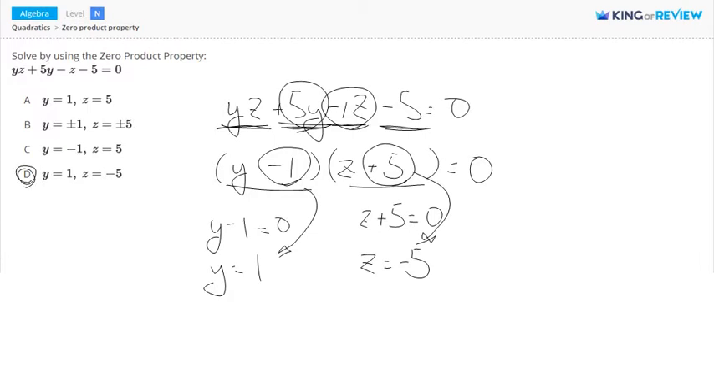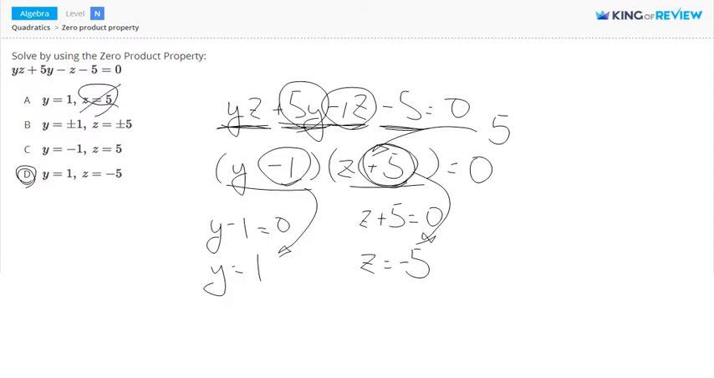Well, let's look at our other options. Option A says z equals 5. Well, this is a careless error. If we plug in the 5 here, we are not going to get a 0. So remember to flip our signs when we're getting our answers.